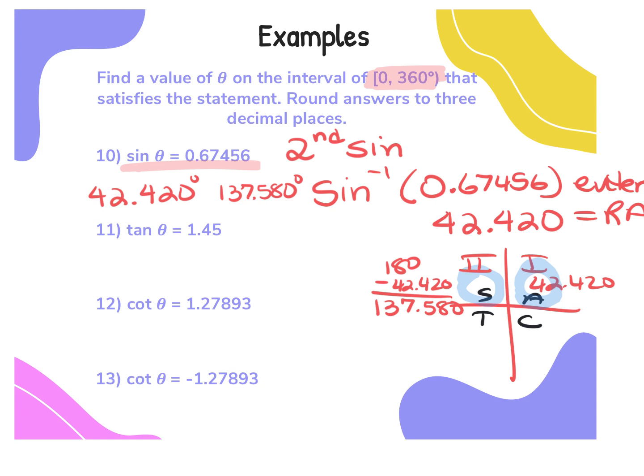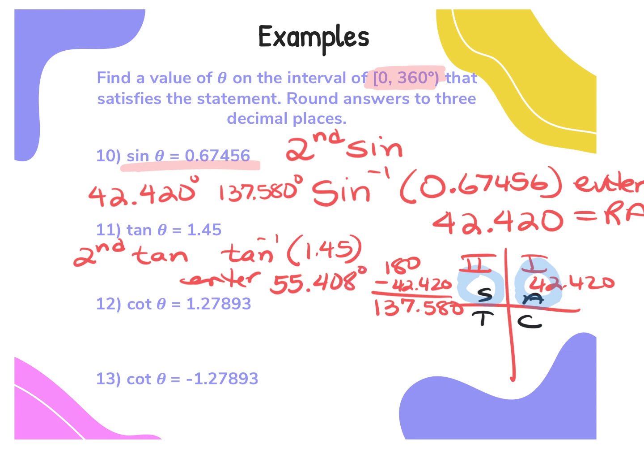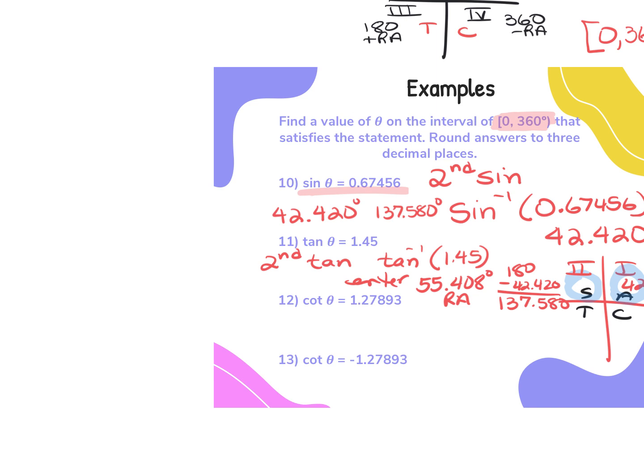Everybody good? For the next one, again, we're looking for an angle. So we're going to do second, the tangent button, which opens up tangent -1. Put that decimal, hit enter. Once you hit enter, you should be getting 55.408, rounded to 3 places. Remember, this is the angle, your reference angle, from quadrant number 1. So if I come over here, this is 55.408.